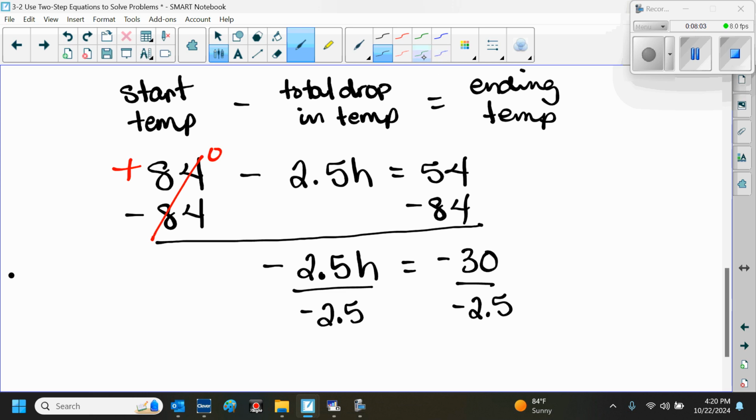Okay, so here, this is a number divided by itself, that's equal to 1, and 1 times h is h. And negative 30 divided by negative 2.5 is equal to a positive 12 hours. So it will take 12 hours to get to the ending temperature.